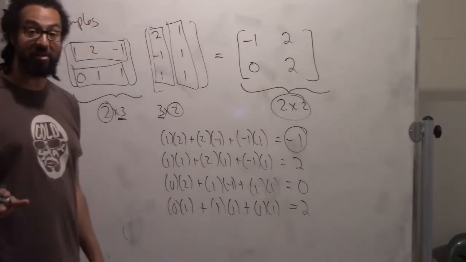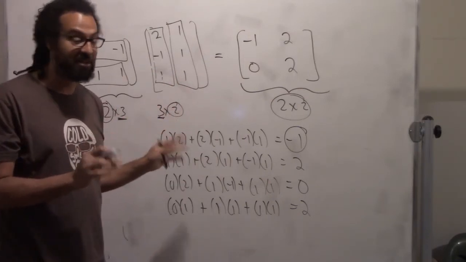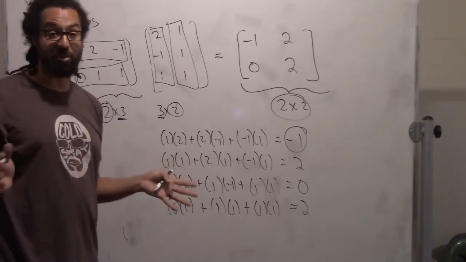Let's look at a few more examples. It's very important that you understand how to multiply two matrices and whether or not you can even multiply them to begin with.